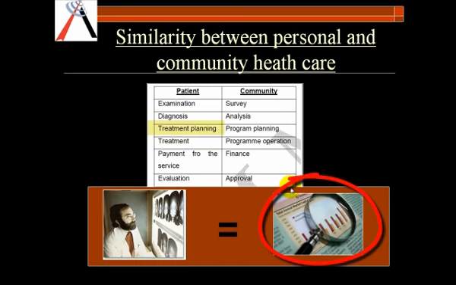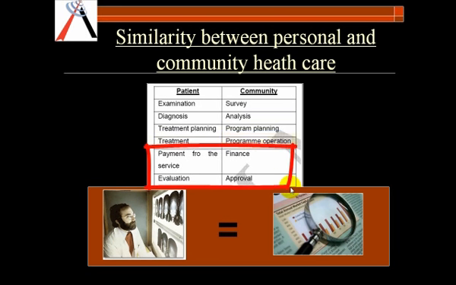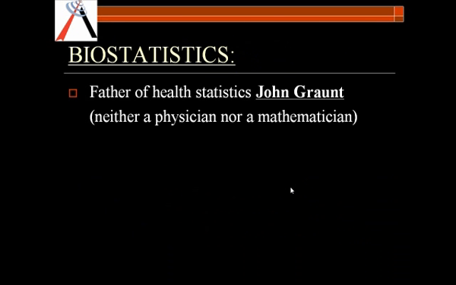When we talk about treatment planning of the patient, it becomes program planning in community, and treatment in the patient becomes program operation there. Now the payment here becomes finance there, and evaluation of the patient becomes approval of the program in the community. We come to biostatistics.